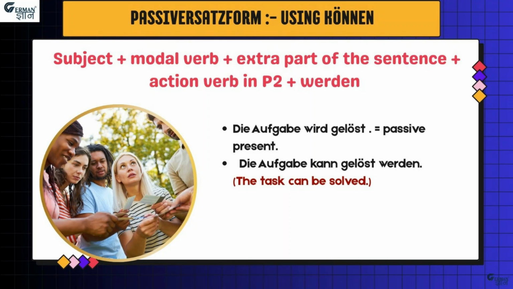Then passive Ersatzform using können. So the structure is first you write the subject, then the modal verb können, then the extra part of the sentence, then the action verb in Partizip II form and werden. For example, die Aufgabe wird gelöst. So as you can see, this sentence is in passive present. Now I can frame this sentence using können, which is a passive Ersatzform. So my sentence will be Die Aufgabe kann gelöst werden, which means the task can be solved. So this shows that if you have written a sentence in passive present, then you can write that sentence with können also, and the meaning will be the same.